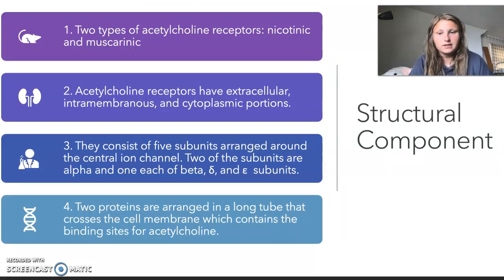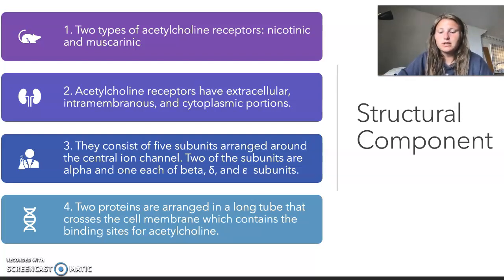Structural components of the acetylcholine receptor. There are 2 types of acetylcholine receptors, nicotinic and muscarinic. Muscarinic receptors act at a higher level of the central nervous system, while nicotinic receptors, which are much faster, are seen more at the neurons of the spinal cord and at neuromuscular junctions in skeletal muscle.